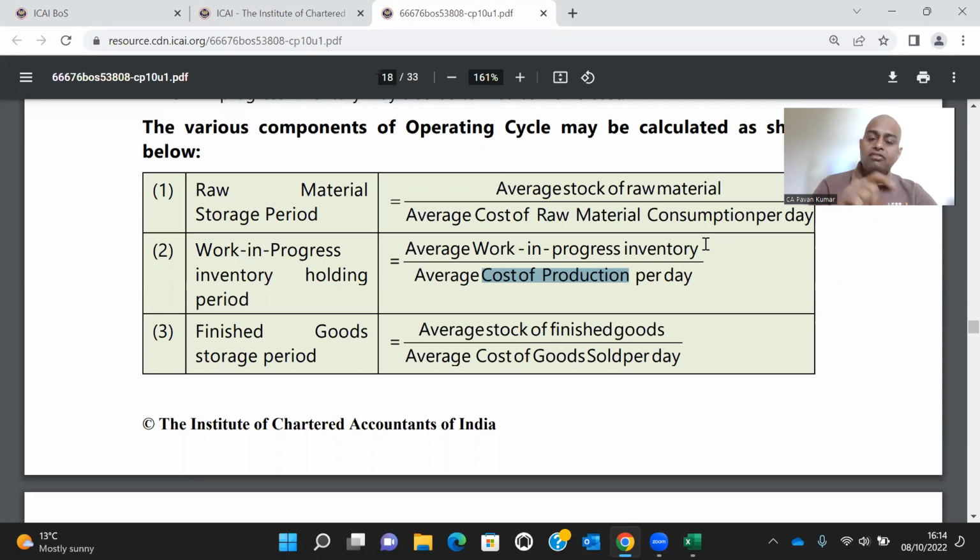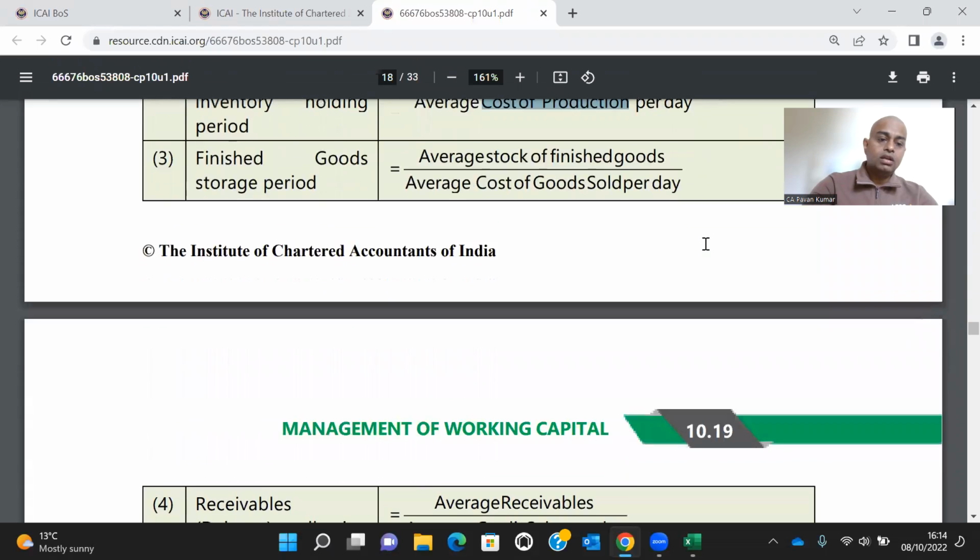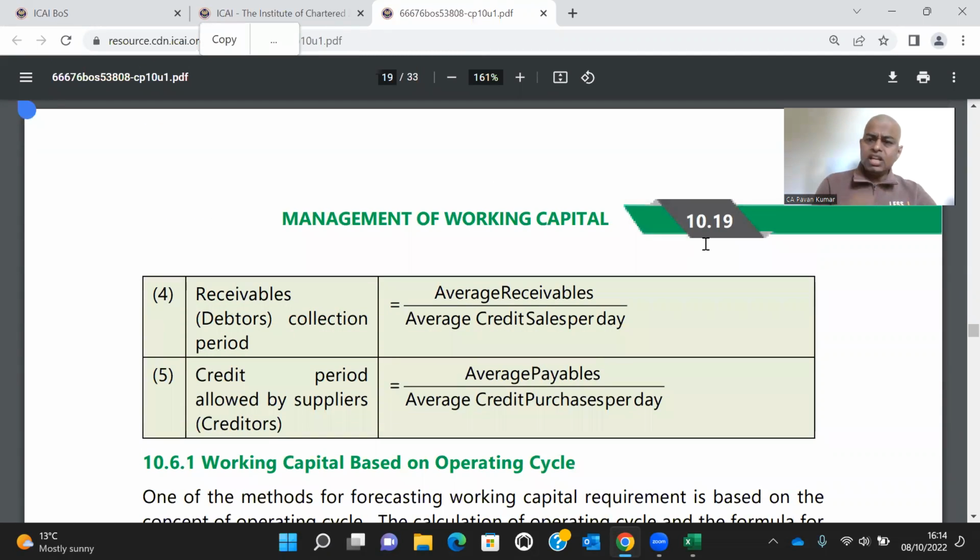Finished goods: average stock of finished goods divided by cost of goods sold, COGS, into 365. Debtors: average debtors divided by credit sales into 365. Creditors, credit period: average creditors divided by credit purchases into 365. Simple.